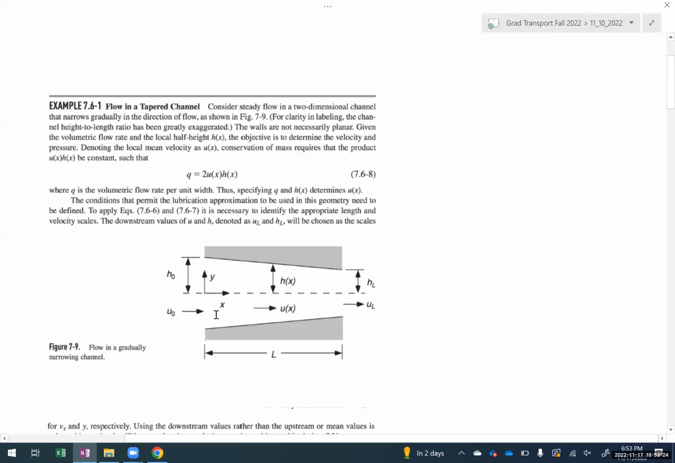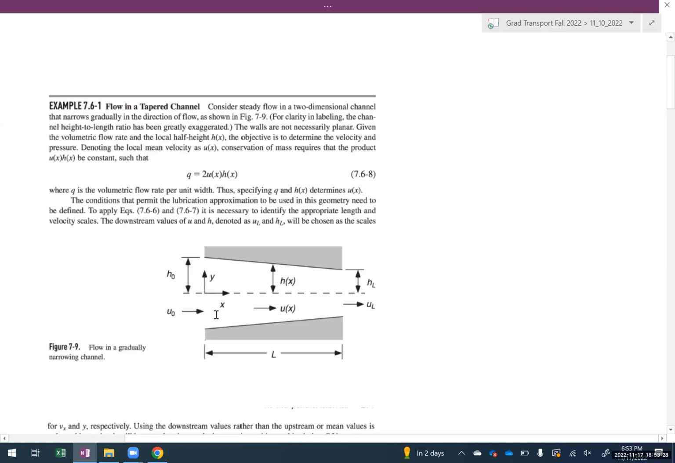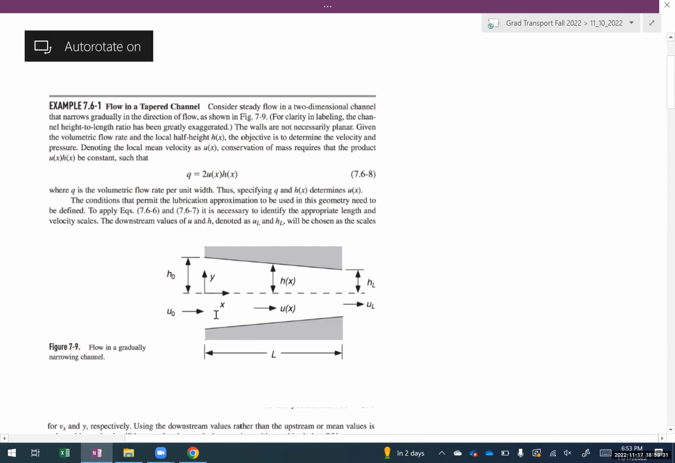Hello everyone. Let's follow up the lecture that I just posted on lubrication theory, where I talked about the scaling analysis to simplify the Navier-Stokes. And let's work on some problems that we can solve. These are the problems directly from the book, and I'm just going to go through the book and provide you with some additional help where I think it might be necessary.